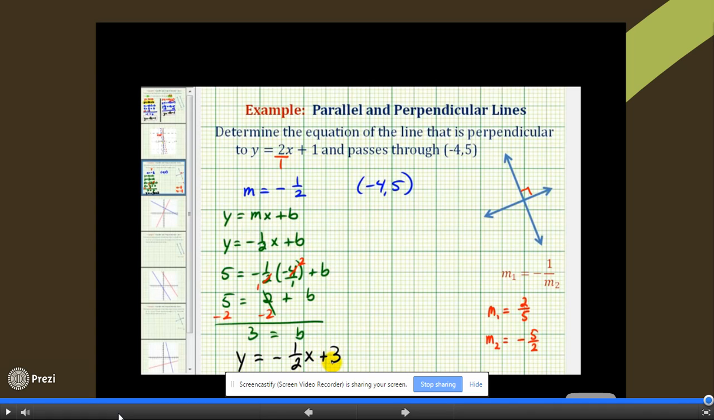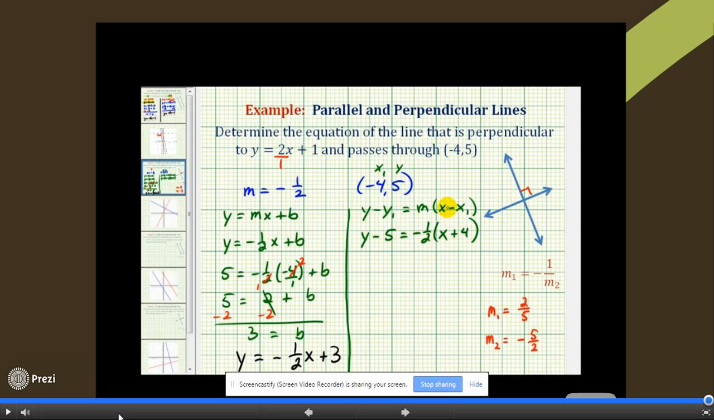And let's go ahead and see if we can get the same equation using point-slope form. Point-slope form of the line is y minus y1 equals m times the quantity x minus x sub 1, where m is the slope, and x sub 1, y sub 1 is a point on the line. So for this situation, x sub 1 is going to be negative 4, and y sub 1 will be positive 5. So we'd have y minus 5 equals negative 1/2 times the quantity x. Now here we have minus negative 4, which is the same as plus 4.